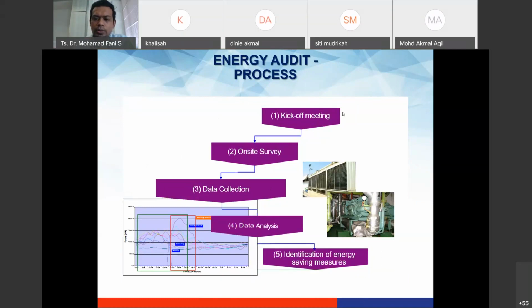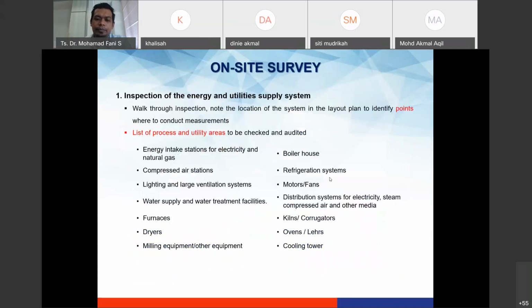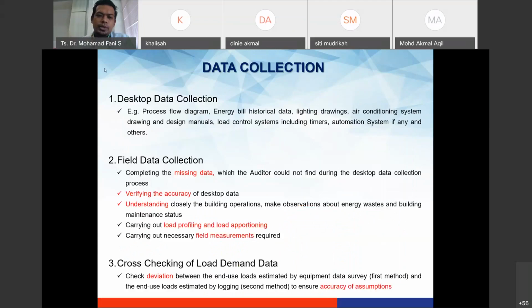So where to schedule the kick-off meeting and on-site survey. So put the evidence for the kick-off meeting in your report later. On-site survey: what kind of on-site survey have you done? Put it in your report or presentation later, for the group assignment and individual assignment, etc. This one also.